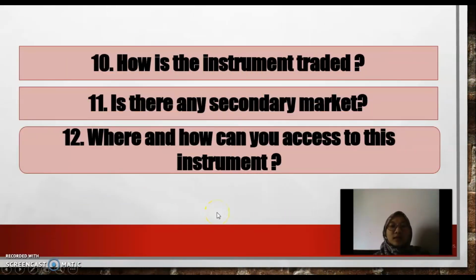Hi, my name is Nolina Karida binti Mahathir, meeting number 259122. Today I want to present about how the instrument is traded, is there any secondary market, and where and how can we access this instrument.